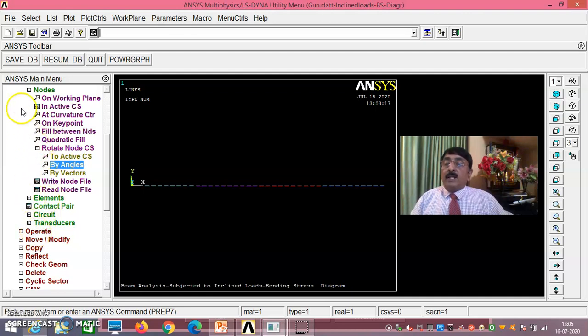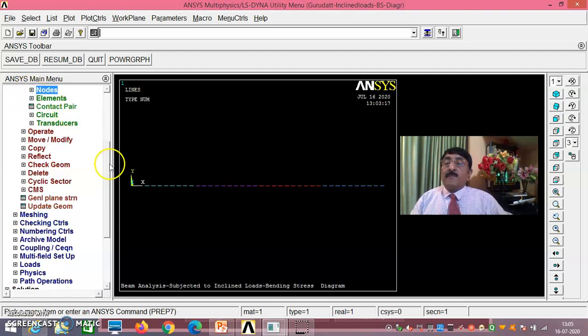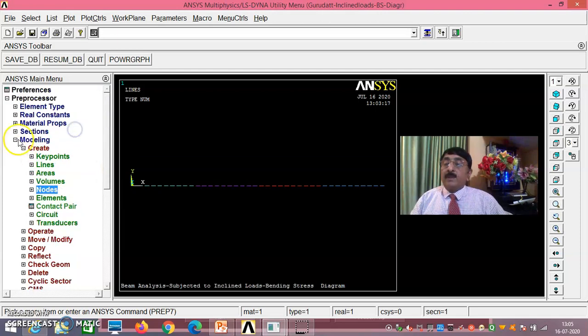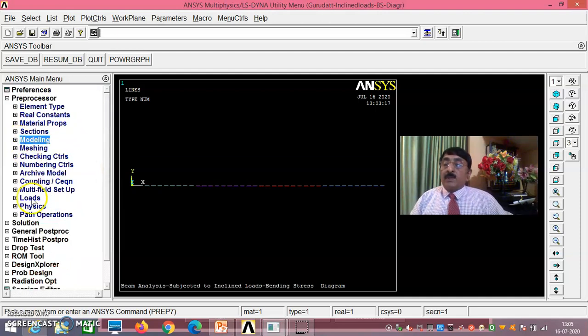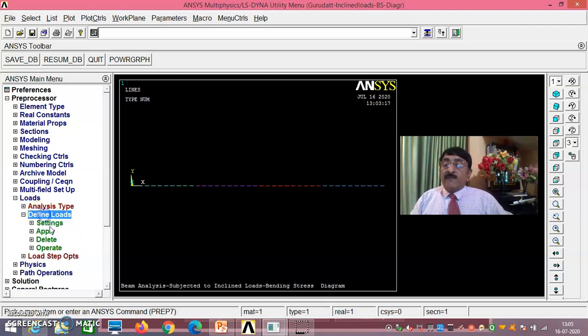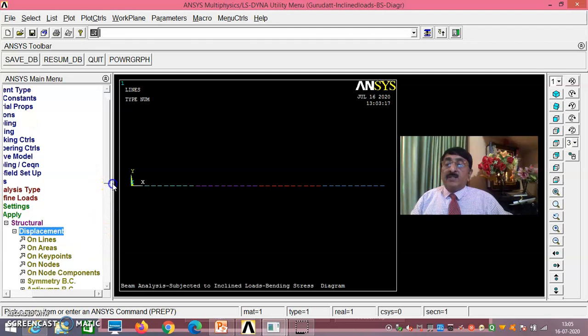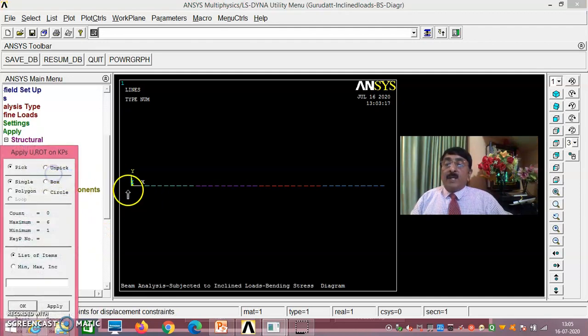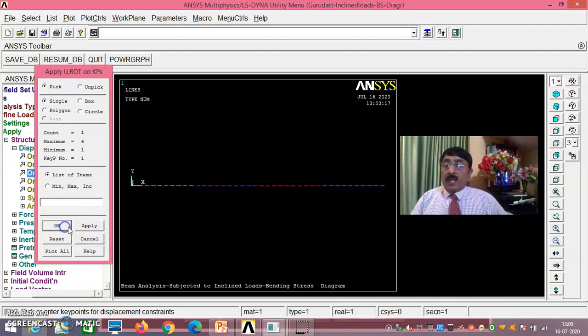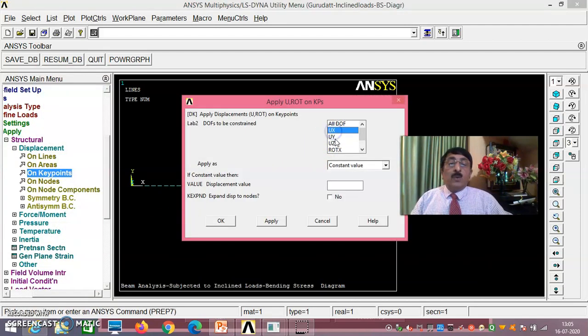Now what I'll do is go for application of the load. Okay, loads, define loads, apply, structural, displacements, on key points. You take this first key point, just say okay. Here UX, UY, UZ, rotation X, rotation Y, rotation Z you leave it off, you make it 0. Just say okay.